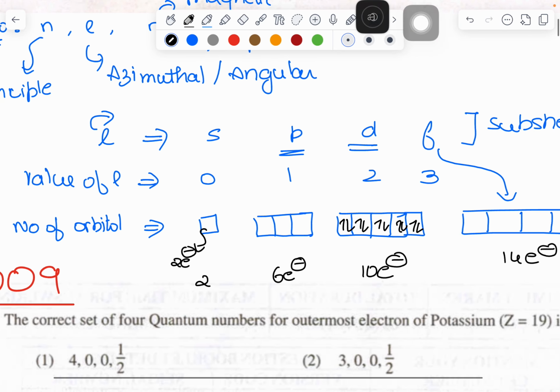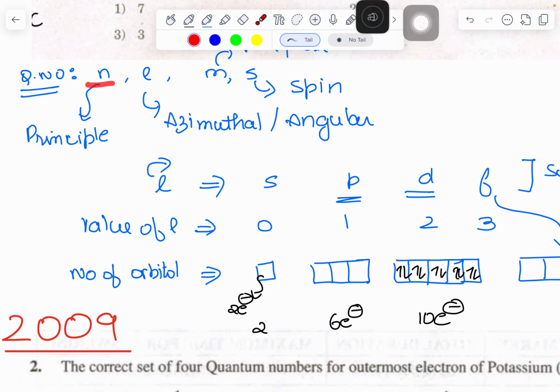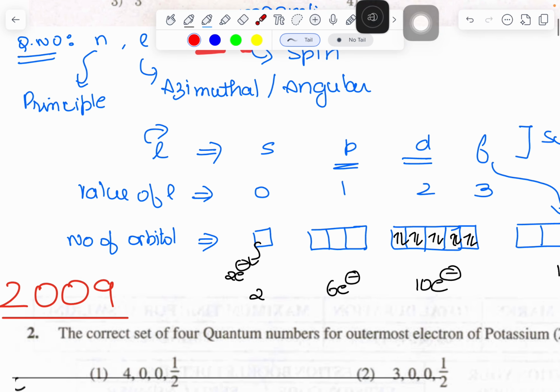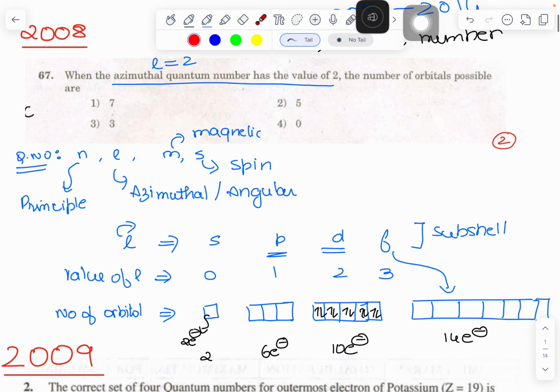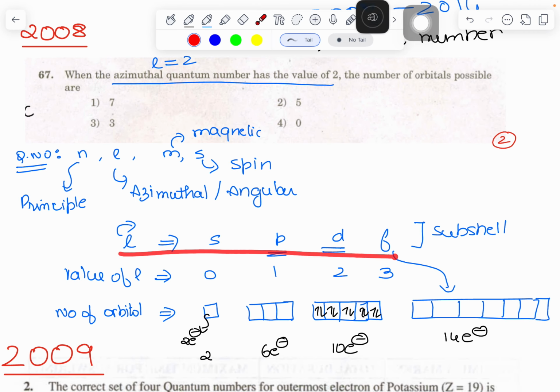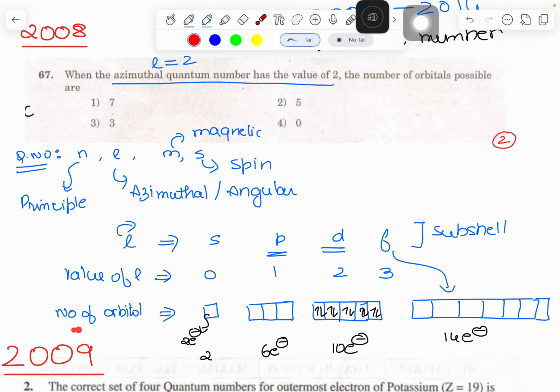That is, L is the azimuthal quantum number. There are 4 quantum numbers: N is principal, L is azimuthal, M is magnetic, S is spin. Now, particularly based on this question, I have solved it here. L is of 4 types. L defines the shape of the subshell. We have S, P, D, and F. The values of L are 0, 1, 2, 3. The number of orbitals for S is 1, P is 3, D is 5, and F is 7.